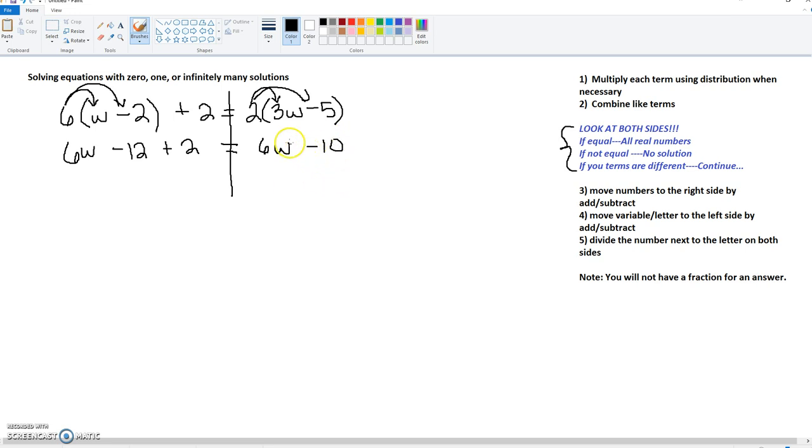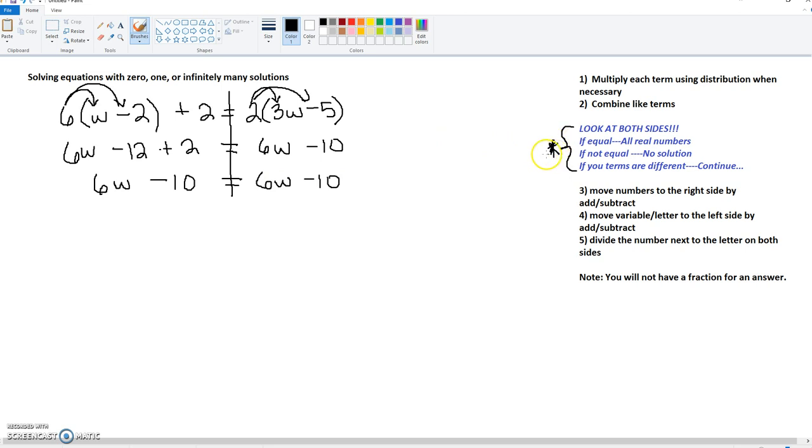Okay, our second step is to combine like terms. So over here on the left side, the only things that we can combine are our negative 12 and our positive 2. So we've got 6w, and then negative 12 plus 2 is negative 10. So that was everything that we could combine on this side. Now we look at this side, and there's nothing that we can combine, so we're simply going to bring that down. And now we're at this step right here.